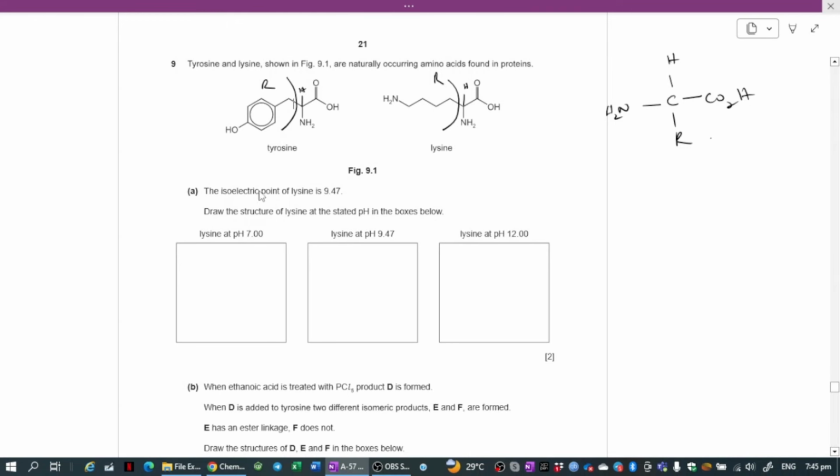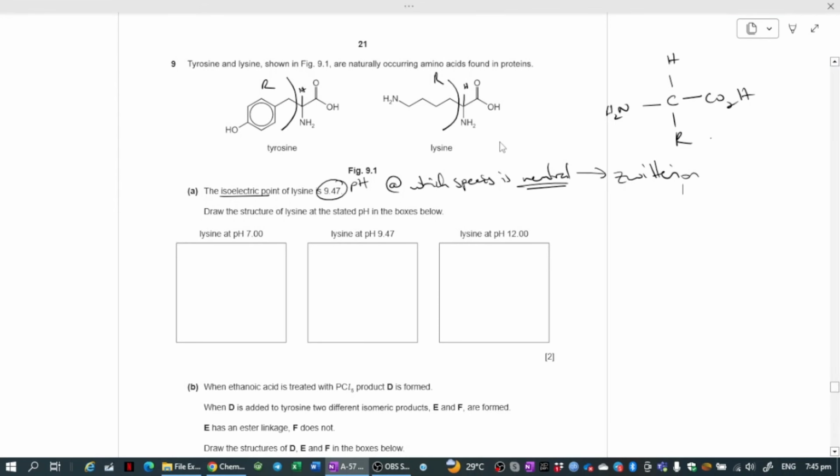Good. Now the isoelectric point of lysine is 9.47. What do we mean by the isoelectric point? This is the pH at which the species is neutral, right? And what do we mean by that? We mean that it exists as a Zwitter ion, right? So let us consider the Zwitter ionic state of lysine first and foremost. Now, the Zwitter ionic state means that you must have an equal number of positive and negative charges. It should be apparent that the carboxylic group will become the carboxylate ion.